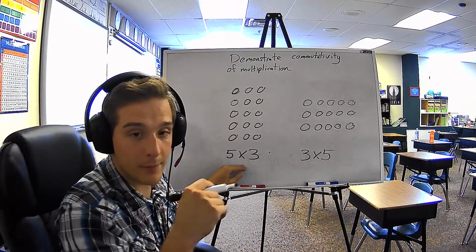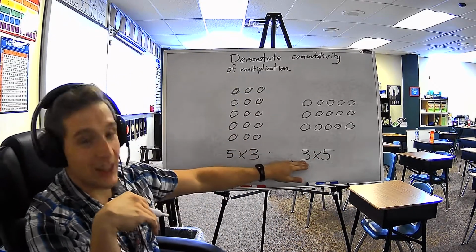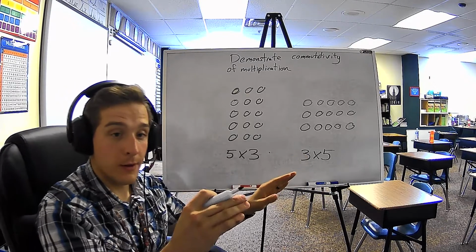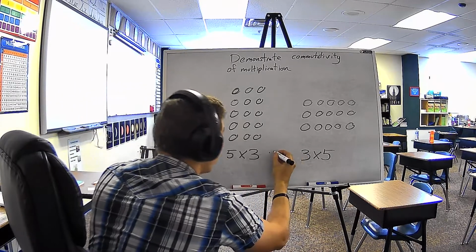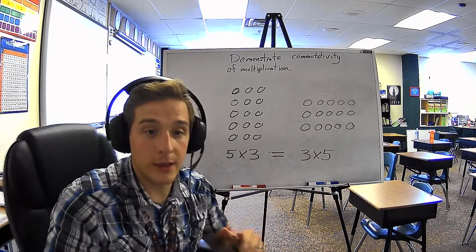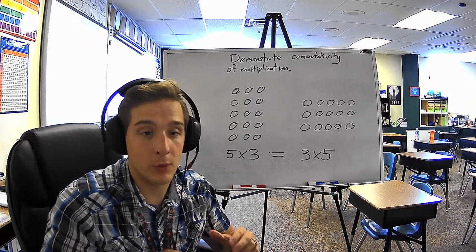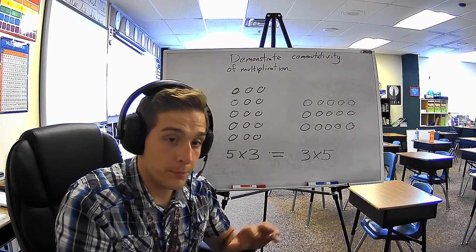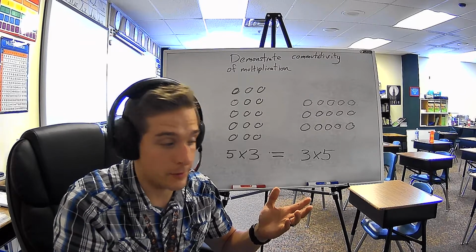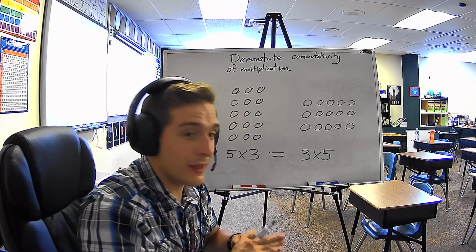So now we have 5 times 3 and a 3 times 5. Once again, this is recognizing that I can draw an equal line between these, saying these two things equal the same thing. They will add up to the exact same number, just because of the commutative property. So that's kind of the primary.